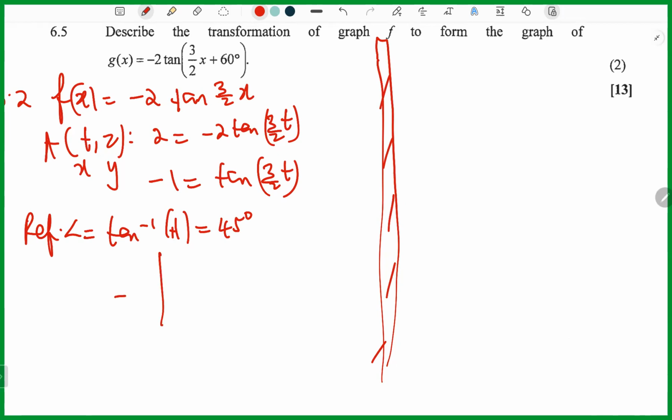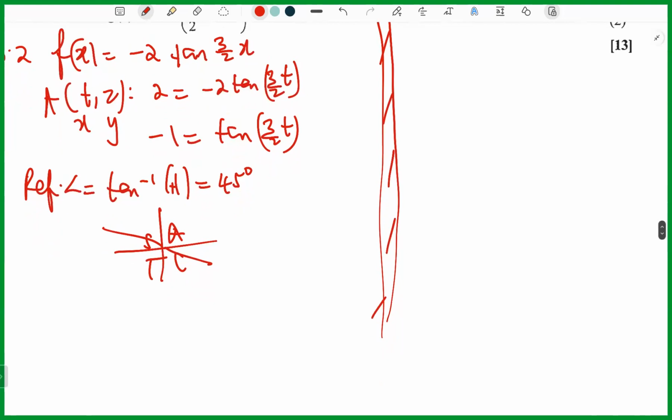But where is the tangent negative, by the CAST rule? It is negative in the second and the fourth quadrant. So there are basically two solutions. Now the first solution is obtained in the second quadrant.